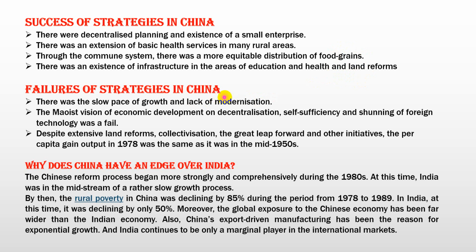Failures of strategies in China. There was slow paced growth and lack of modernization. China believed in their own, and that is why the growth rate was slow. The Maoist vision of economic development based on decentralization, self-sufficiency, and shunning of foreign technology was a failure.